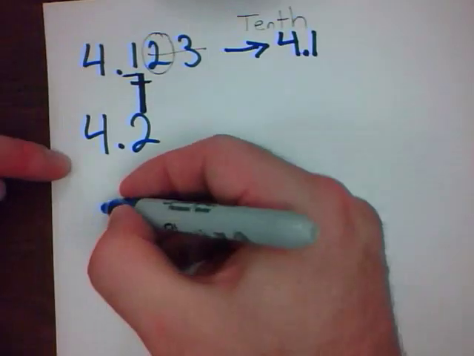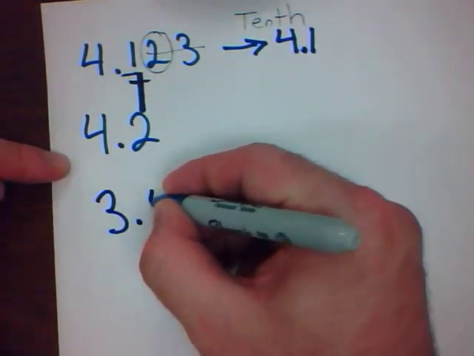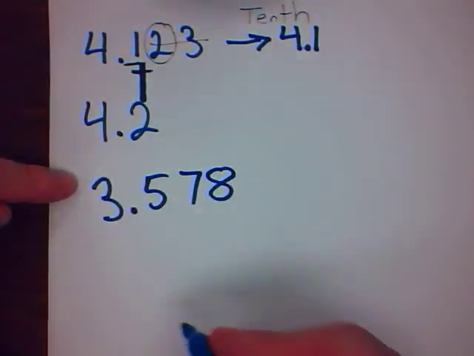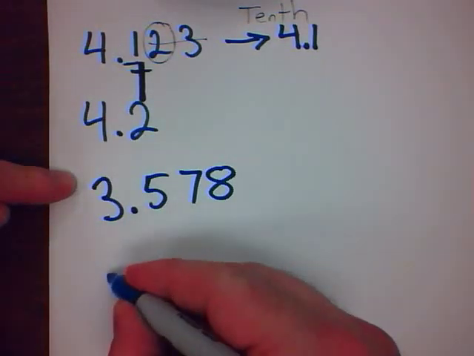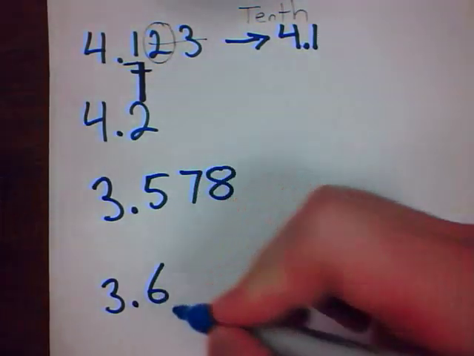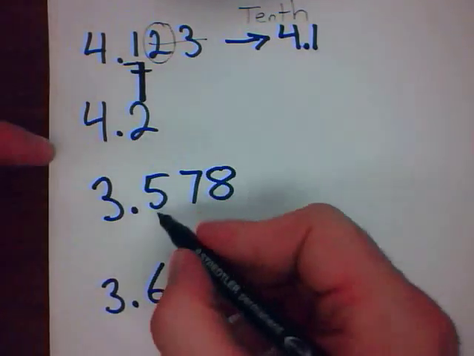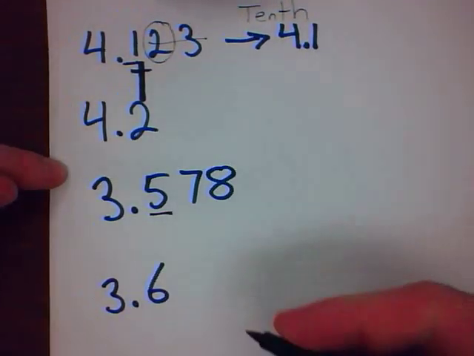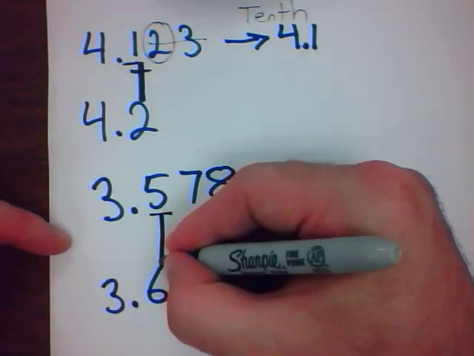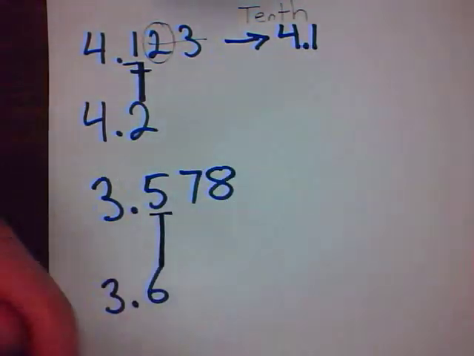Let's look at another example. Again, rounding to the nearest tenth. So the question is, is this closer to 3.5 or closer to 3.6? Which one of these is it closest to if we look at the tenth place value? And again, if you think about having that line there between the 5 and the 6, there's a little line there between the 5 and the 6.